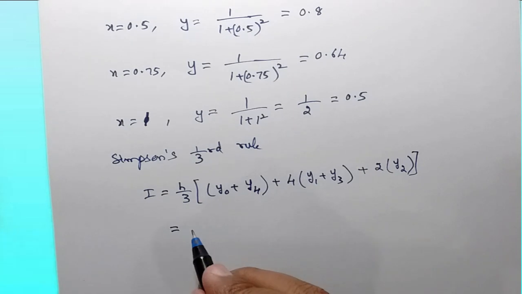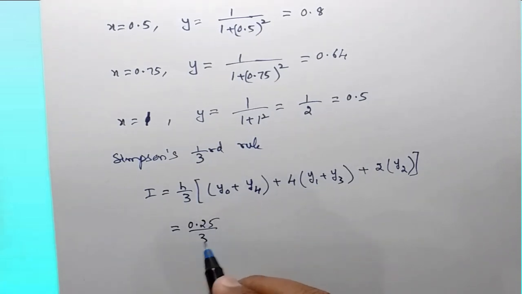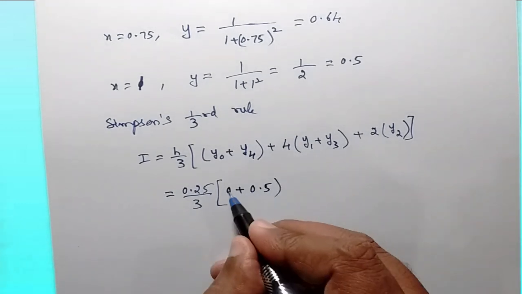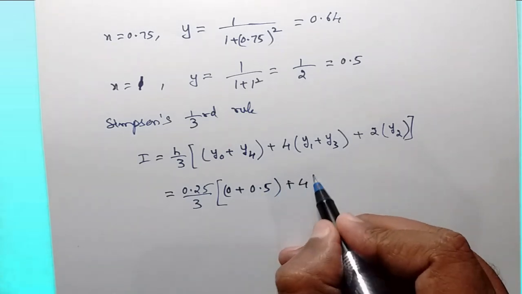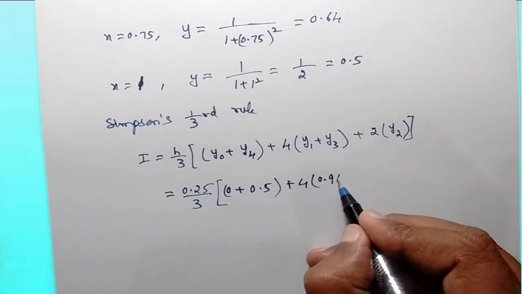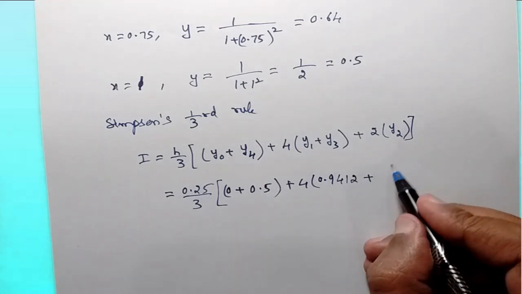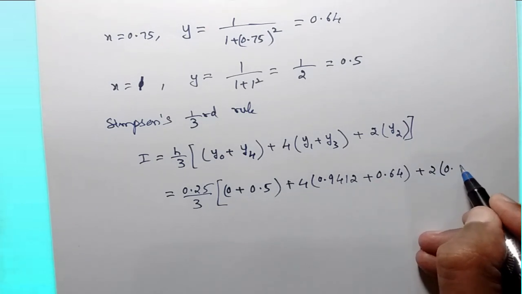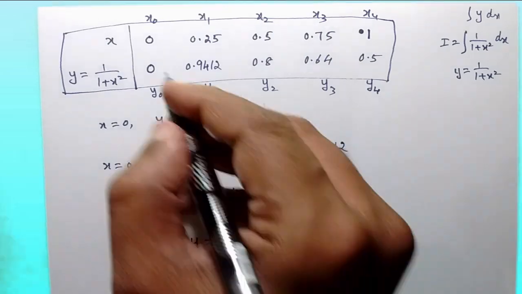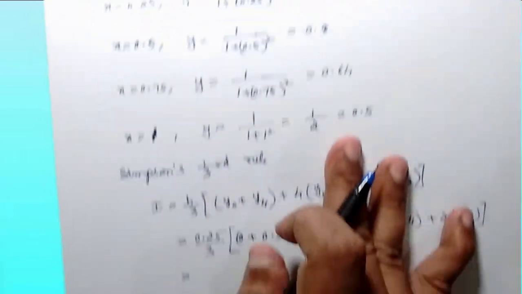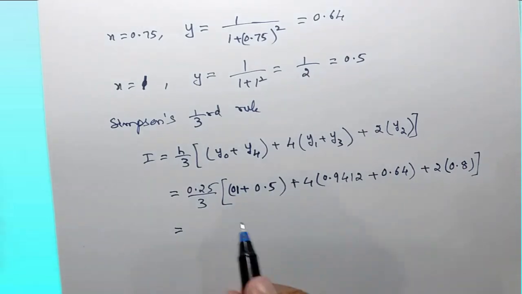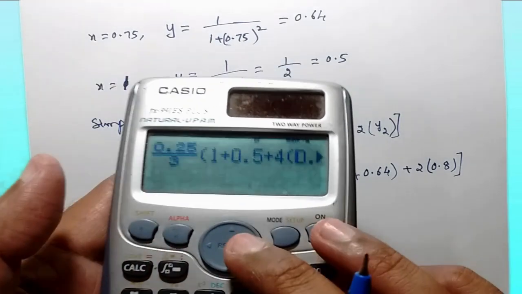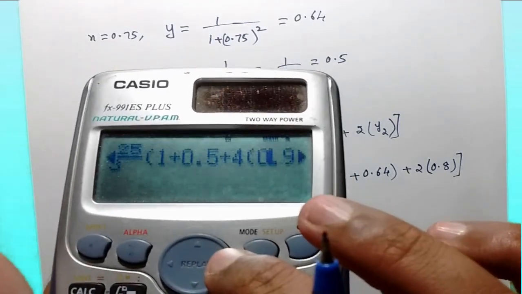It will be equal to h, which is known, 0.25 divided by 3, into the y0 value, which is 0. What is the y4 value? 0.5. Just observe the table there. Plus 4 times the y1 value, 0.9412, plus the y3 value, 0.64, plus 2 times the y2 value, which will be 0.8. Your y0 value will be 1. So it's 0.25 divided by 3, and the other values I have just typed in. You can verify the values there.